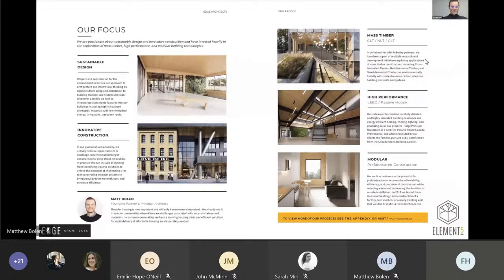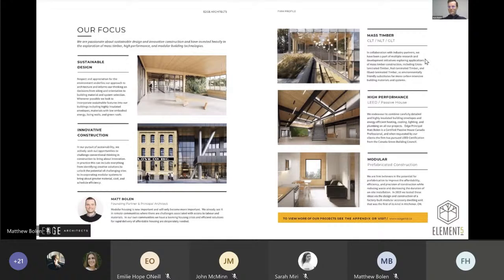Back to you, Matt. Yeah, so this is one of the exciting things for us in the work we've been doing with Element 5 and some of our other partners: just how it happens over time. It doesn't just drop in your lap. We have a lot of the same drivers that inspire us and keep our interest: sustainable design, innovative construction, mass timber, high performance, and modular particularly. That modular connection and some of the projects we were doing in the past have all rolled together and created this really great opportunity.